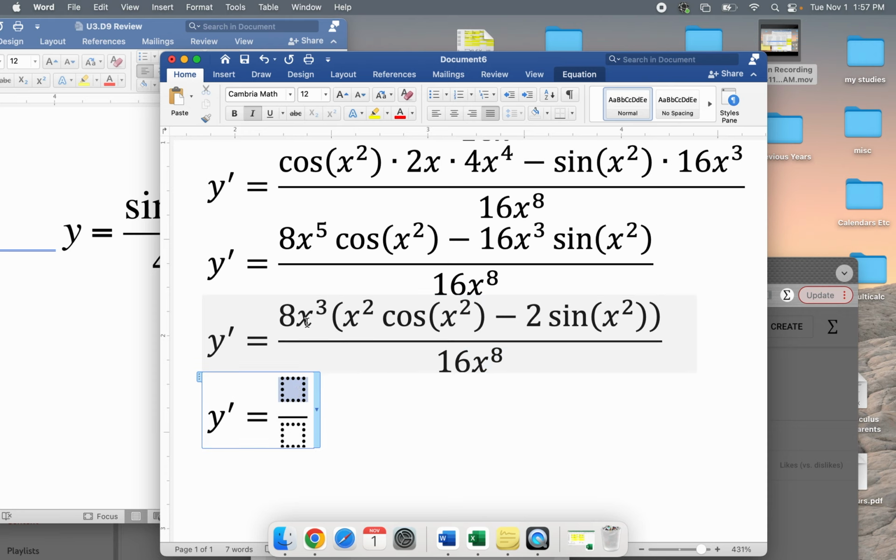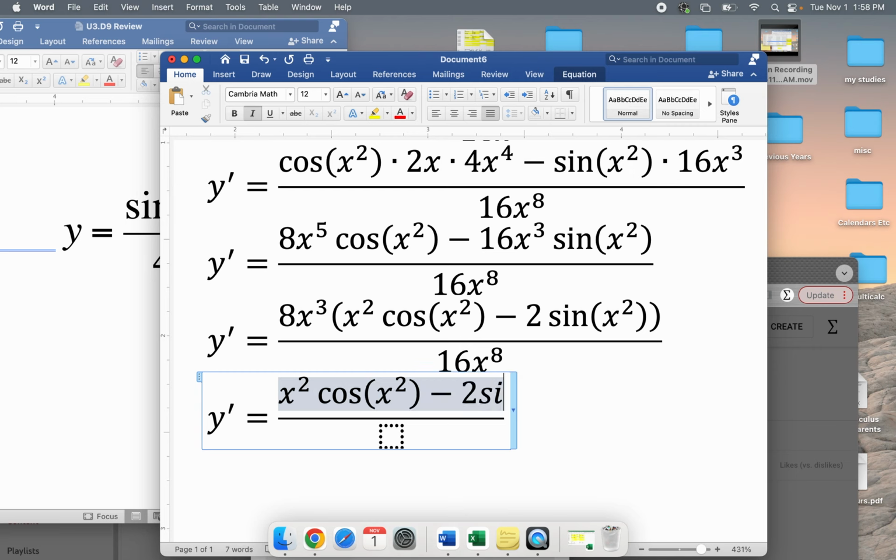Okay. And also this x to the 3rd is going to cancel with 3 copies of the x to the 8th down there. So what is left? Well, this entire factor right there is the common factor, and that entire thing is just going to be canceled, right? So all that's left in the numerator is the terms in parentheses here. So that's x squared cosine of x squared minus 2 sine of x squared. In the denominator, what's left after cancellation? I think it's 2x to the 5th.